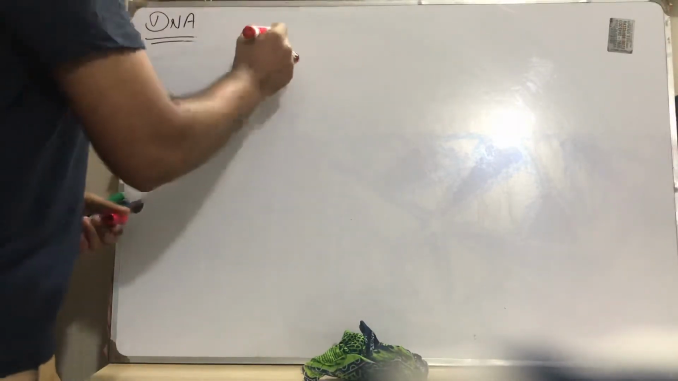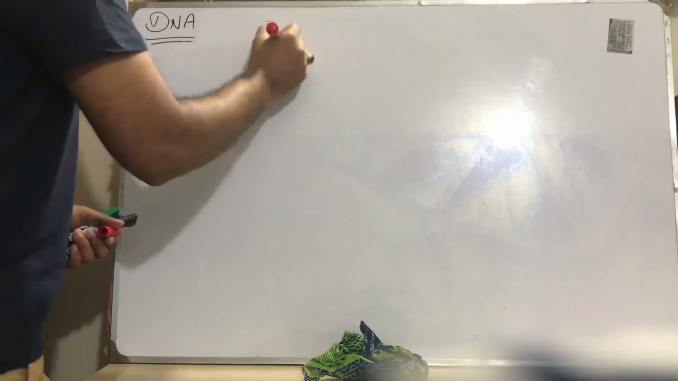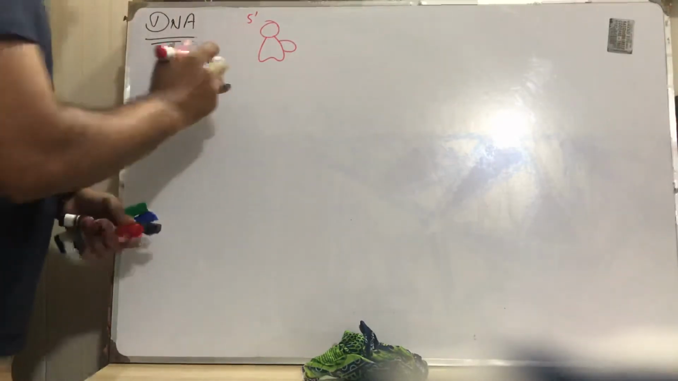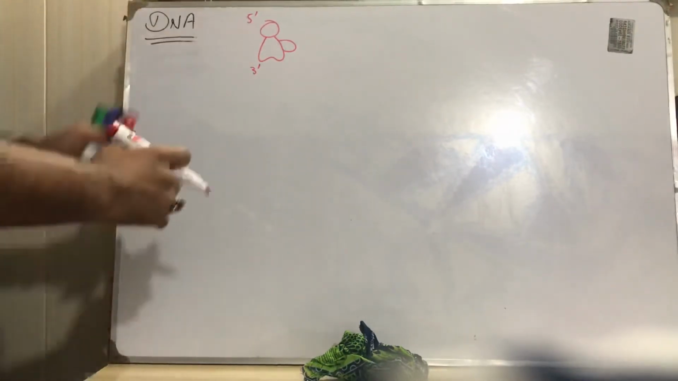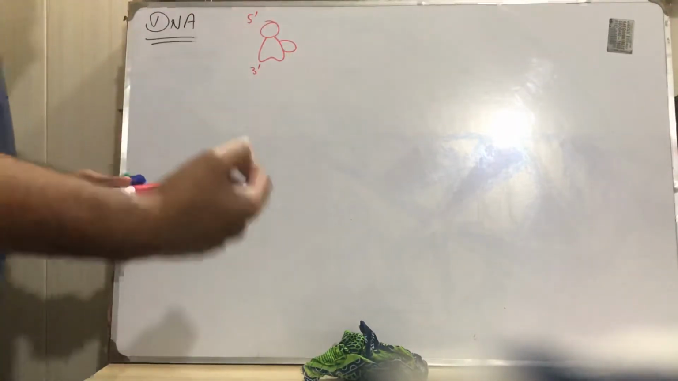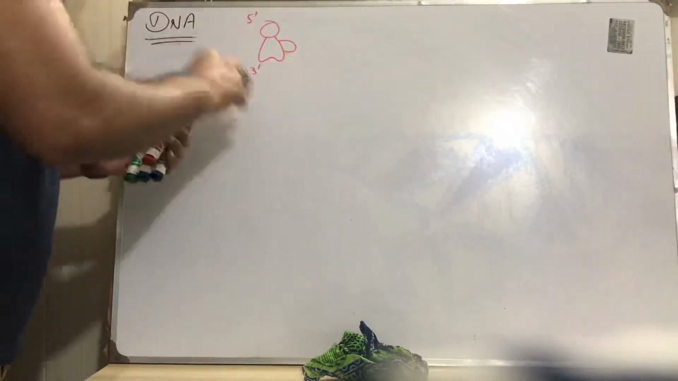From here on, my nucleotide will look something like this. This is the 5 end because here is the 5 carbon, and this is the 3 end because here is the 3 carbon, free. One side has the 5 carbon free and the other side the 3 carbon free. Now this is one nucleotide. We have to synthesize new DNA, and here we need the enzymes which work to synthesize the DNA.